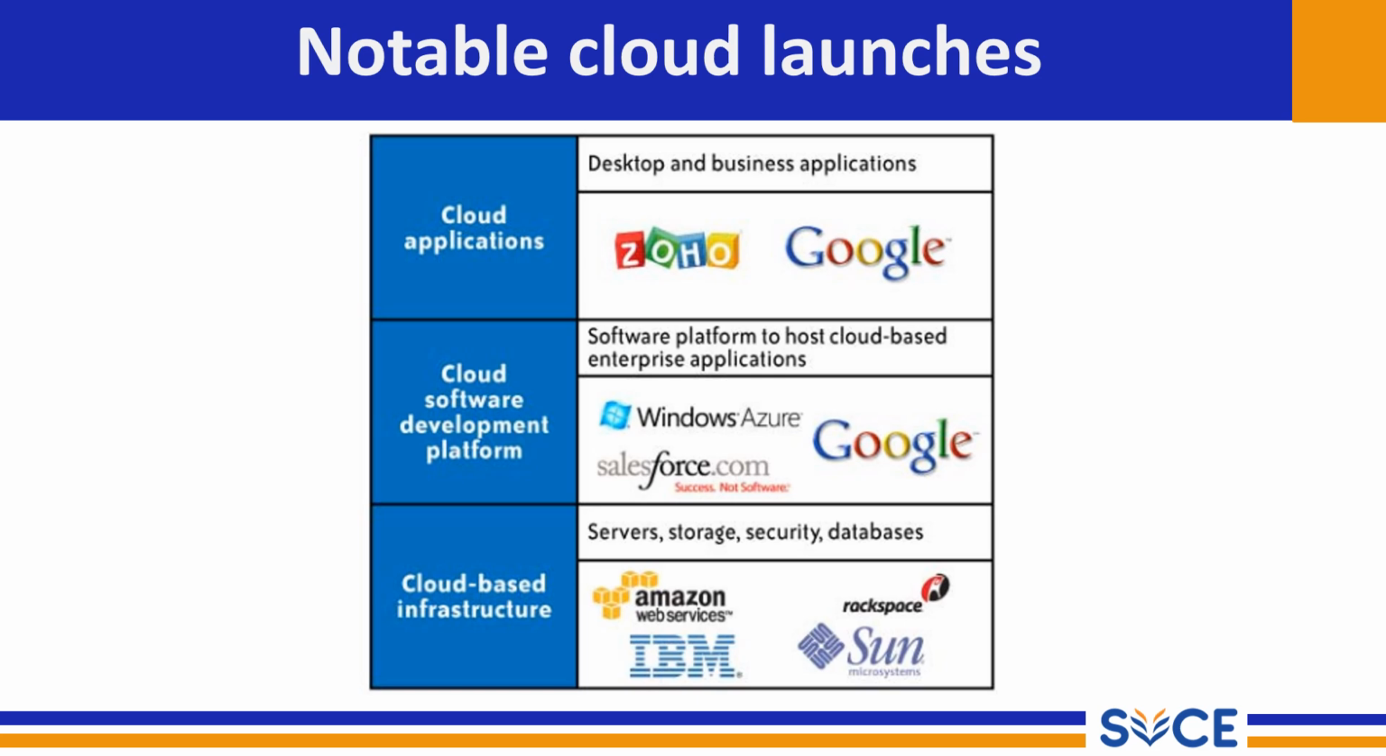The notable cloud launches which are used are, for desktop and business application, Zoho and Google, which are cloud applications. Second is Windows Azure, Google, Salesforce, and these come under the software platform to host cloud-based enterprise application, that is the cloud software development platform. And third is Amazon Web Services, IBM, Rackspace and Sun Microsystems, and these come under the cloud-based infrastructure. So these are some of the commonly used cloud services.